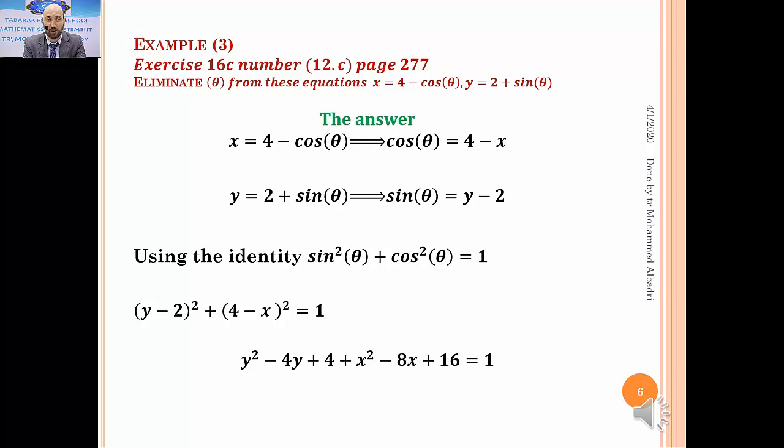(y minus 2) squared will be y squared minus 4y plus 4, and (4 minus x) squared becomes 16 plus x squared minus 8x. All of it equals 1, and we are going to collect the like terms. It will be y squared plus x squared minus 4y minus 8x plus 19 equals 0.